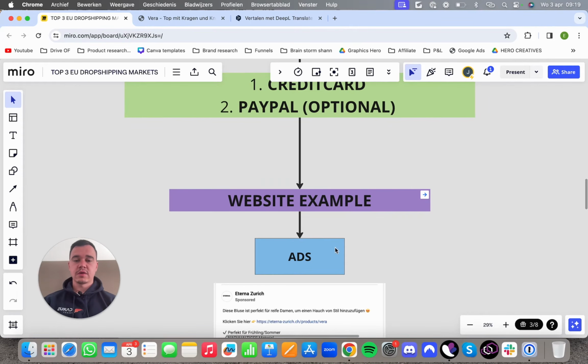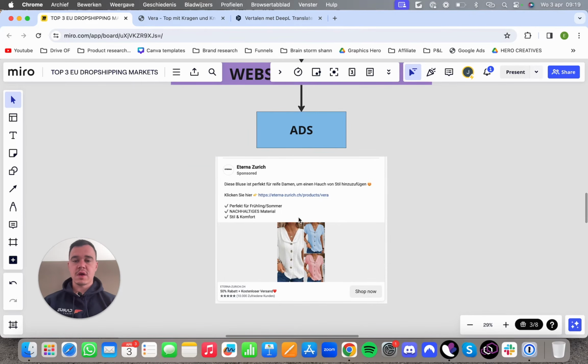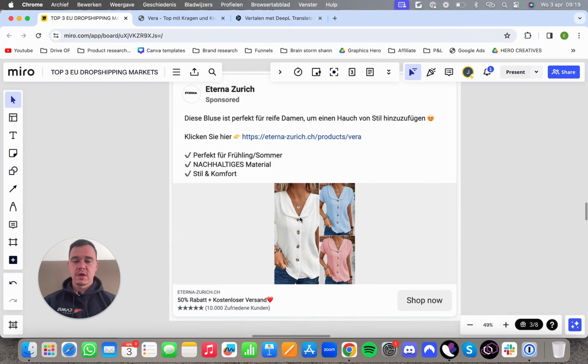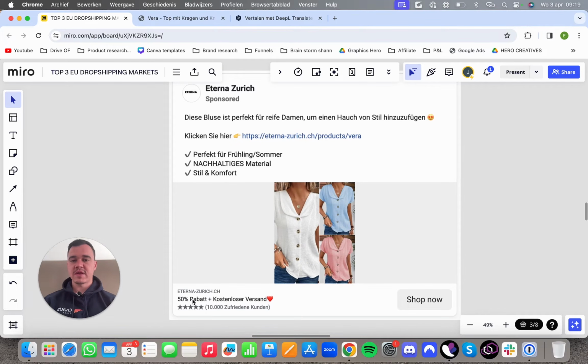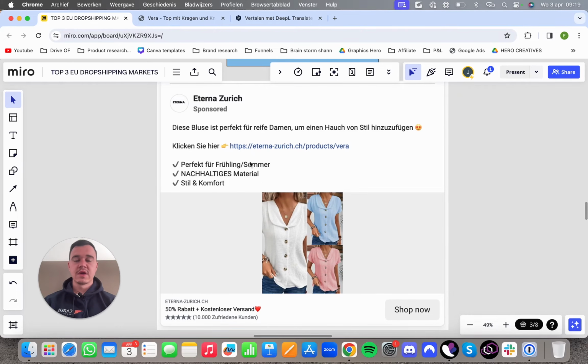Well, let's take a look at the advertisement that I saw. I just searched for 50% rabat, that means 50% off. So I searched 50% rabat, and I found a lot of stores, and this one was scaling like crazy. They had many advertisements live, and as you guys can see, it's a very simple advertisement as well. Just a small headline, a call to action and some benefits, that's it, and then a collage picture. So this is very easy.